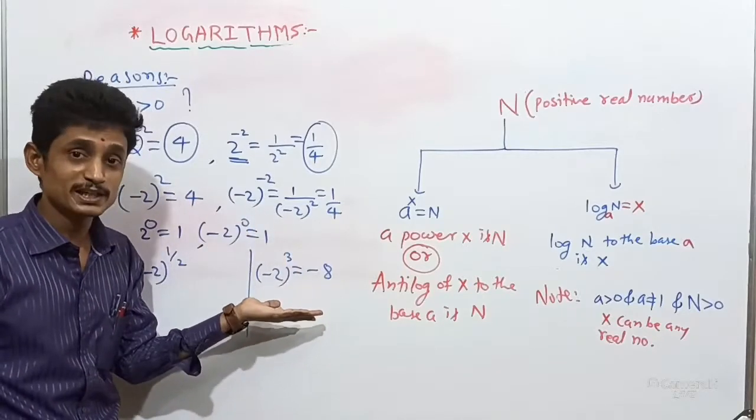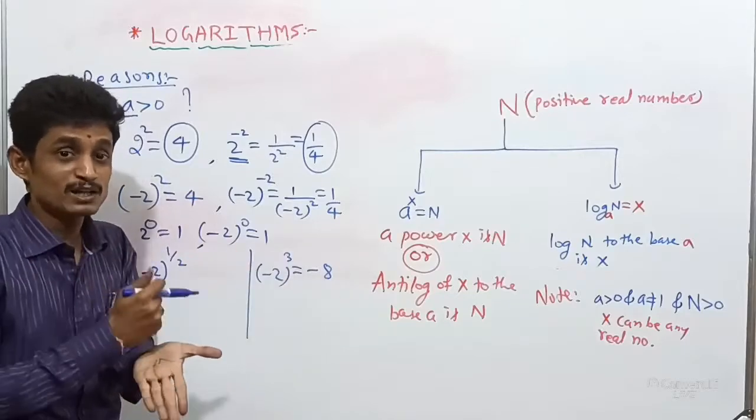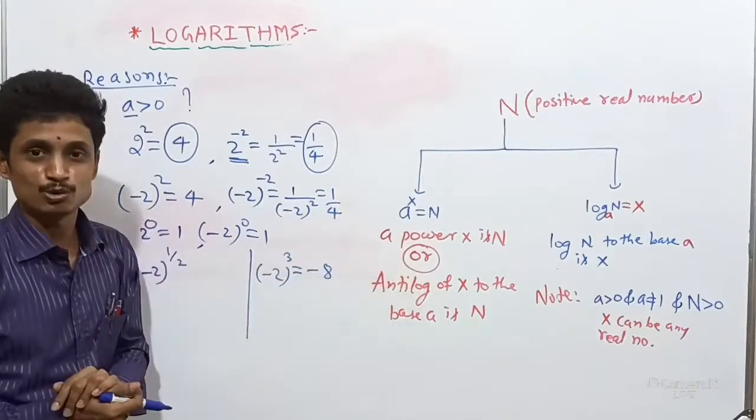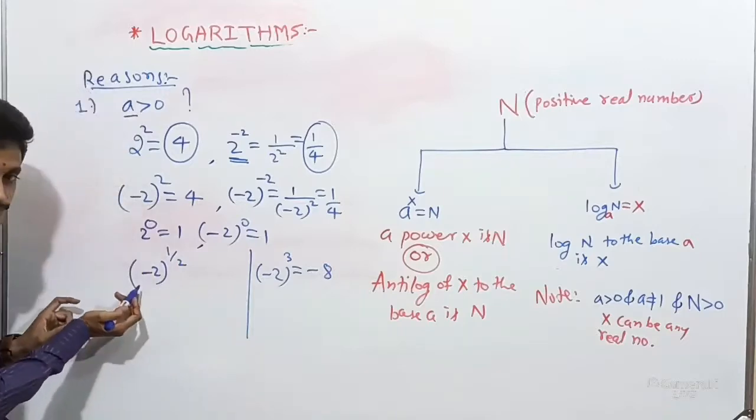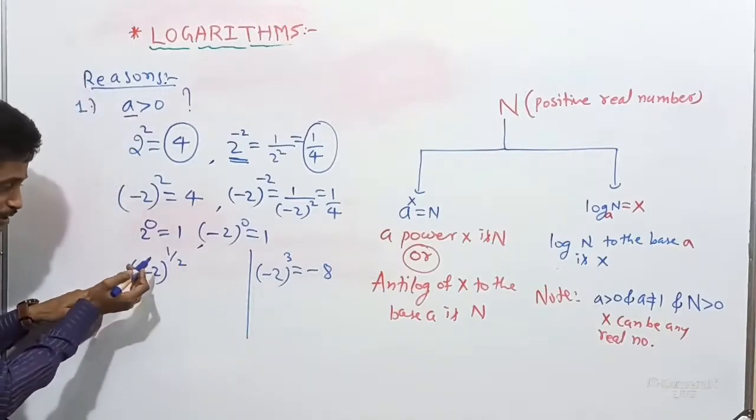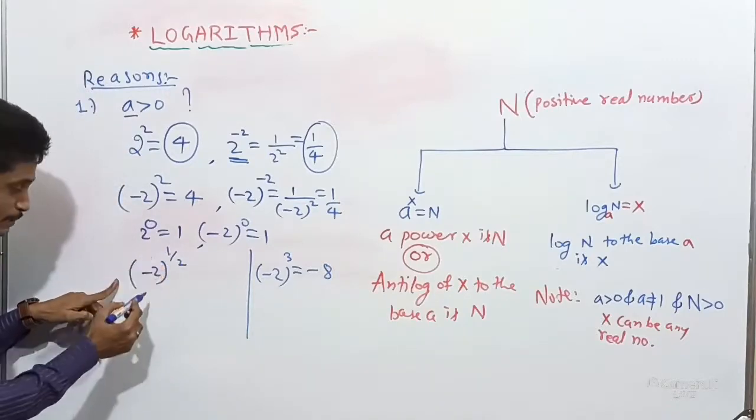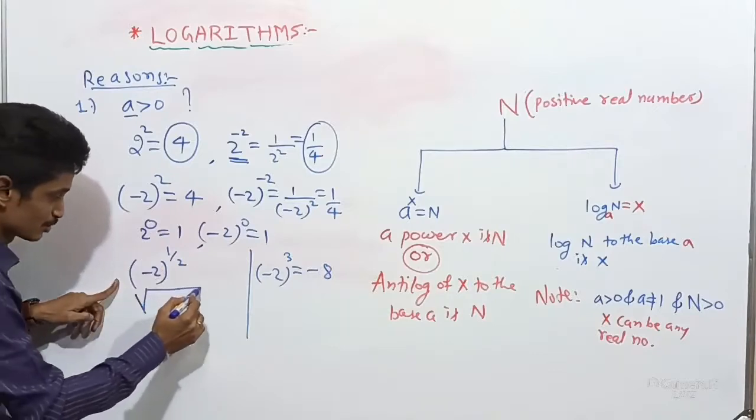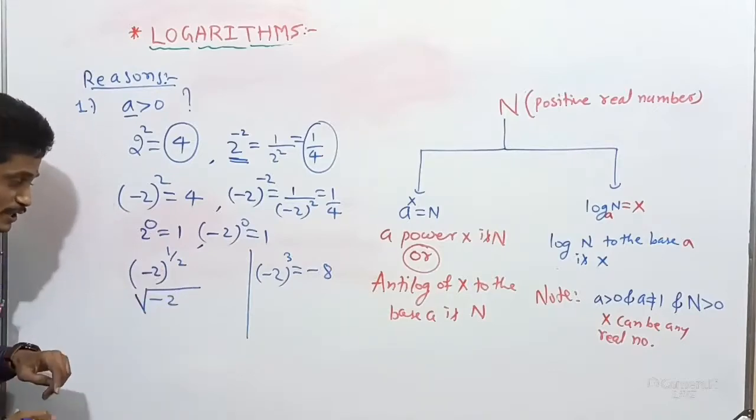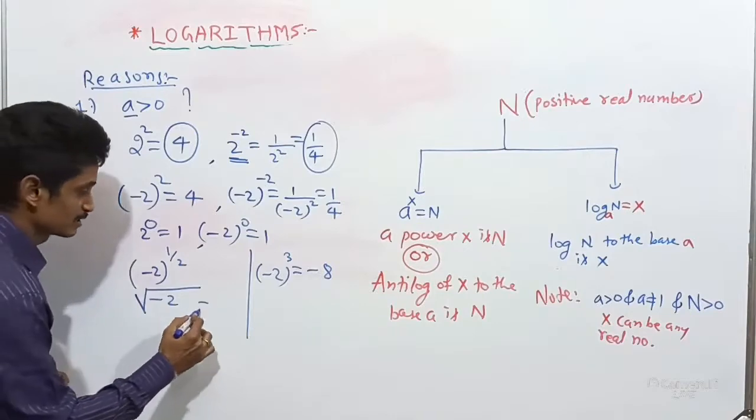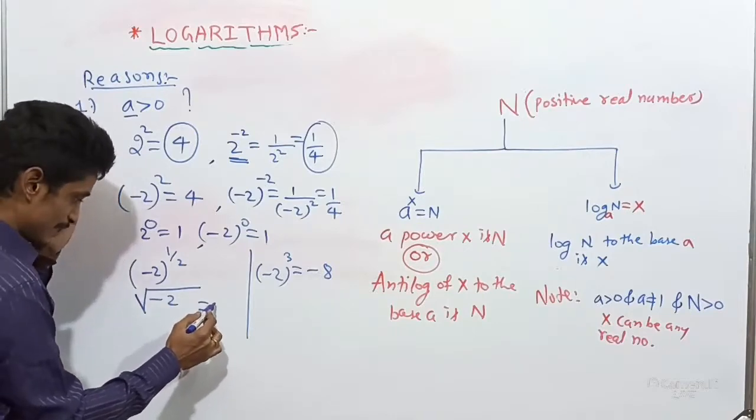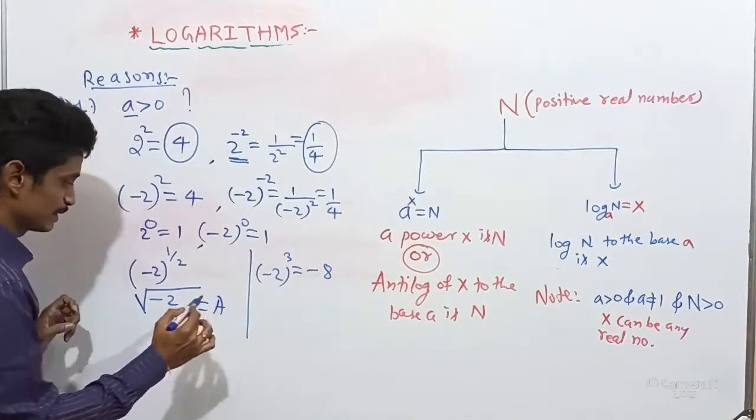Negative numbers, also, we can express in index form. Why are you restricting your base to a positive quantity? Come to the point. Look at this number. What is this number? The power is 1 by 2. How to write it? It is the square root of a negative quantity. For what number? For example, here I will assume it as a, simply a.